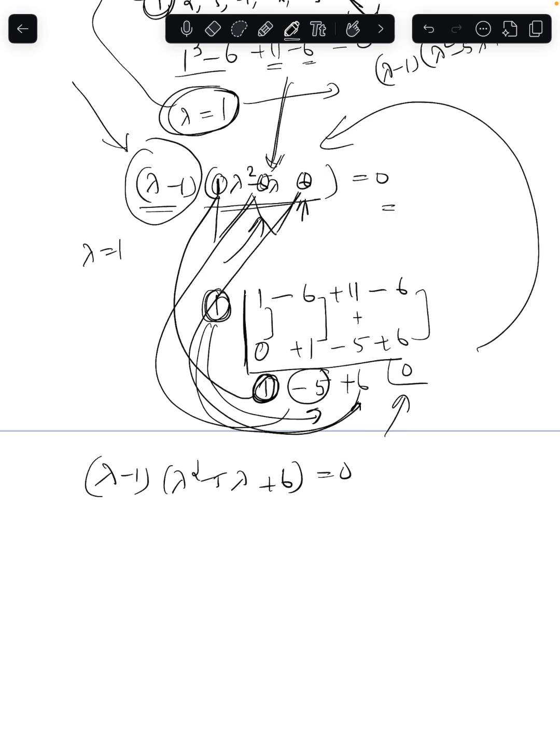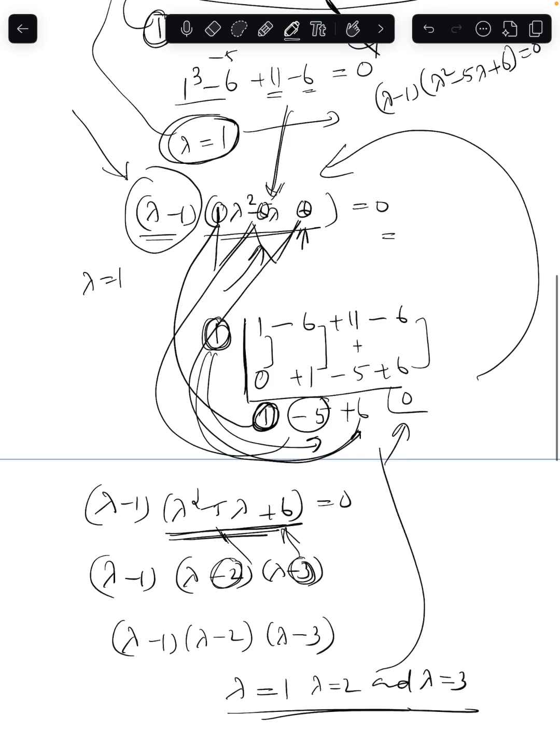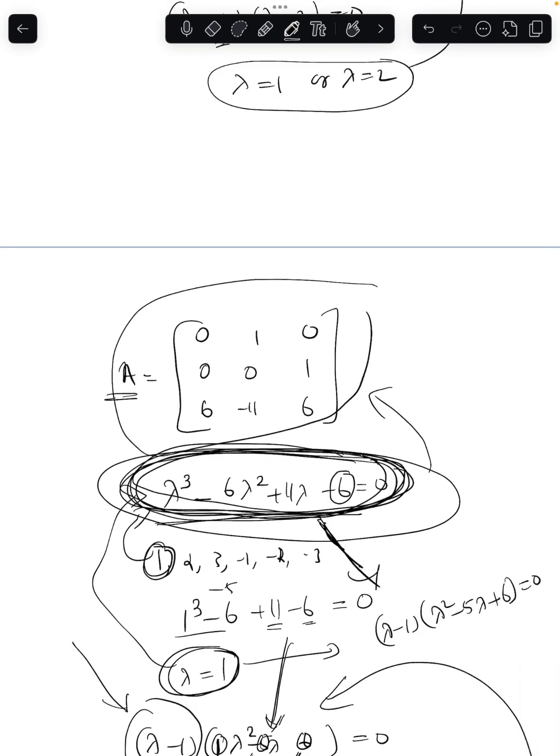Next step is to find the roots of this quadratic equation. I can rewrite this equation as lambda minus 2 into lambda minus 3, since minus 2 into minus 3 is plus 6, and minus 2 plus minus 3 is minus 5. Here we already have lambda minus 1. So our characteristic equation is lambda minus 1 into lambda minus 2 into lambda minus 3. So the characteristic values are lambda equal to 1, lambda equal to 2, and lambda equal to 3. These three values are the characteristic values of the given matrix A.